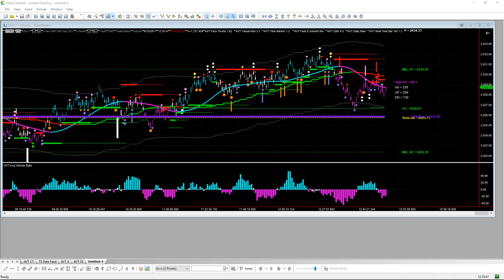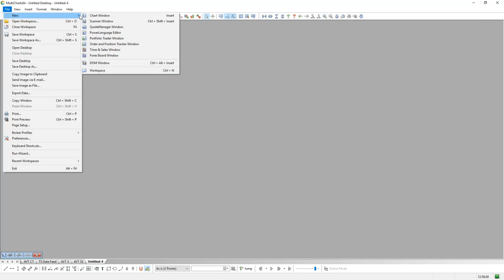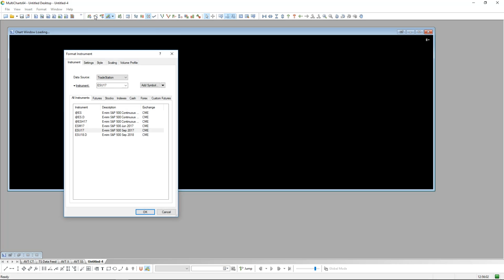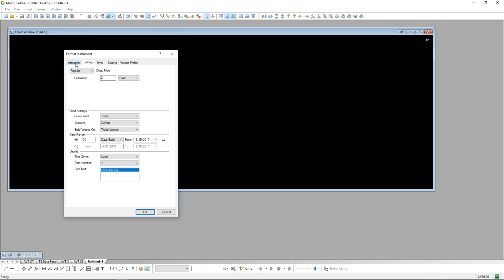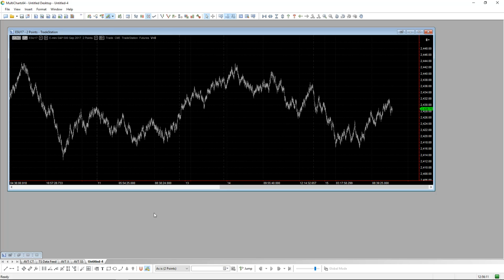And we just finished setting up our normal chart that we're going to be looking at for making our trading decisions. And so the next chart is going to be completely different. So I'm going to go ahead and minimize this chart, and I'm going to select File, New, Chart Window again. And I'm going to use the same settings that we had before, so it's still going to be a 2-point chart. And I'm going to go ahead and click OK.